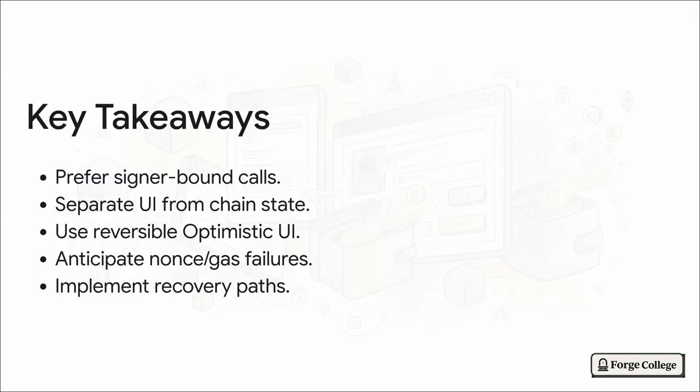To wrap up our explainer today, let's just quickly review our main architectural principles. Rely heavily on your signer-bound calls to avoid encoding mistakes. Keep your UI states cleanly separated from the on-chain state. Use optimistic UI responsibly with extremely clear visual markers. Always anticipate mechanical hiccups like nonce mismatches or gas failures, and make sure to build in clear recovery paths like retries or replace by fee.